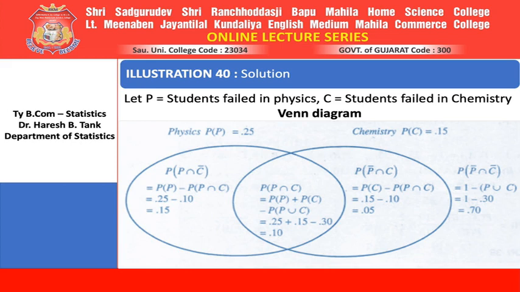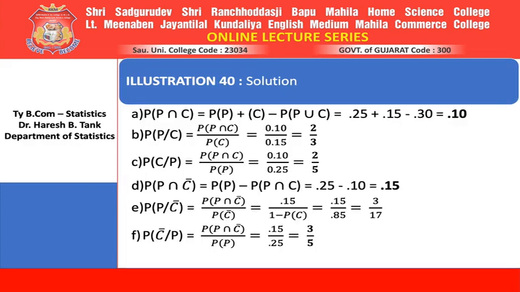And the fourth component, which is outside of the whole region, is probability of P complement intersection C complement, which is nothing but 1 minus probability of P union C. Probability of P union C is 0.30, so 1 minus 0.30 becomes 0.70. Now all the probabilities are with you. Now let us put it in a particular format, one after another.